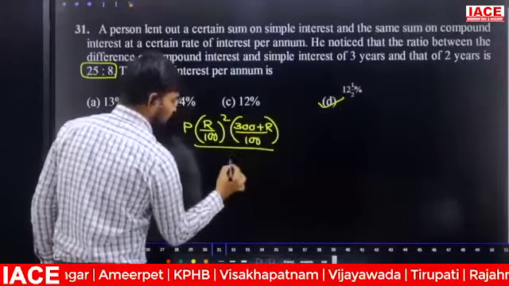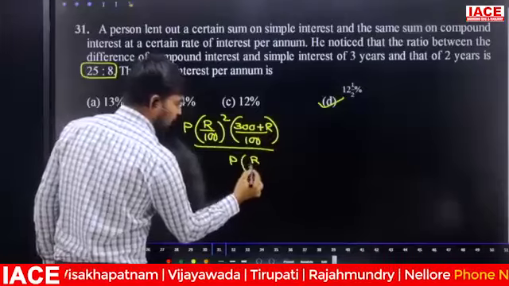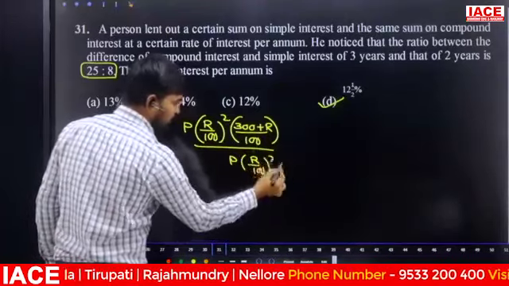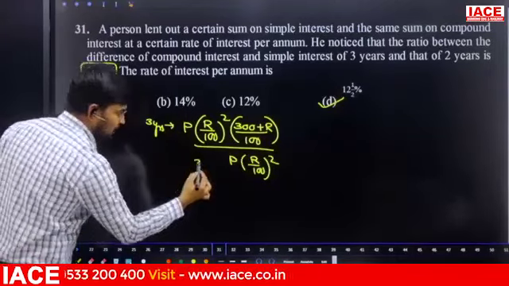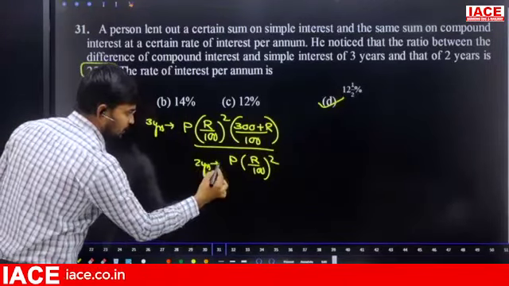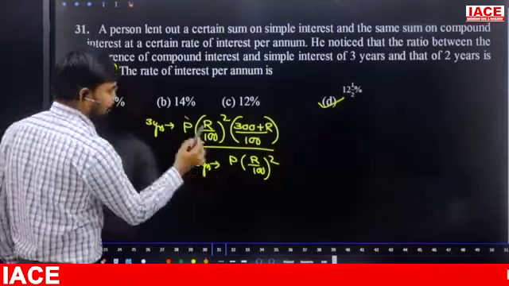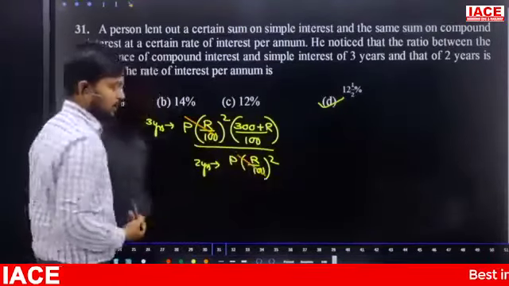2 years difference. 2 years difference is what? P into R by 100 whole square. This is 2 years difference, this is 3 years difference, and this is 2 years difference. This is 2 years difference, and this one gets cancelled. P into R by 100 whole square, P into R by 100 whole square get cancelled.